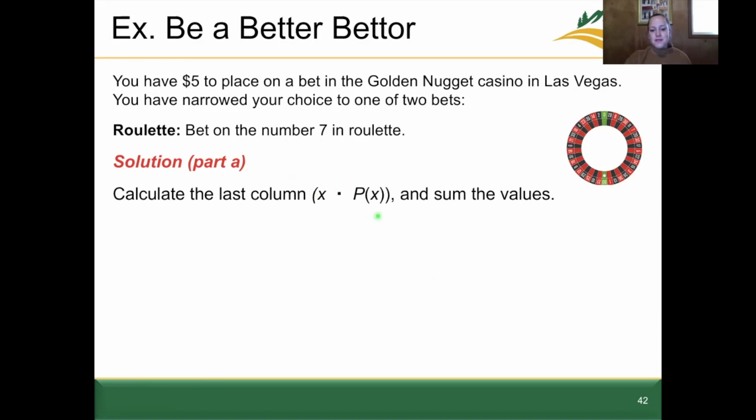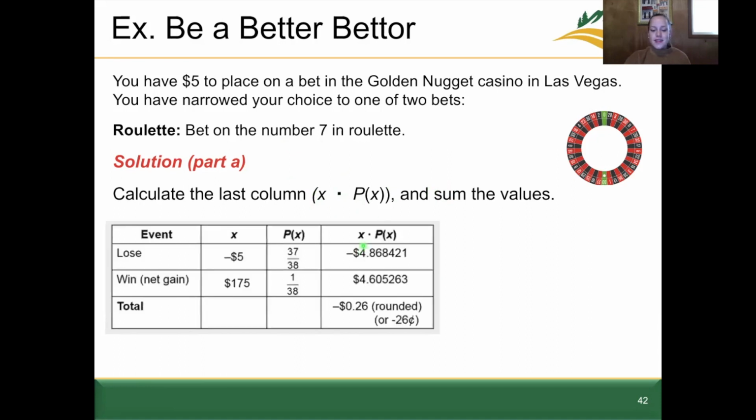Remember our formula for the mean, so we need to take x times p of x and then sum all of these values. So let's go ahead and do that. Here we have an x value of -5. Our probability of x is 37 out of 38. Here we have an x value of 175. So the corresponding probability for that is 1 out of 38. So for each row, just like we did for the coin toss example, we're going to then sum up these values to get our mean. When we sum up these values, we get a value of -0.26 or -26 cents.